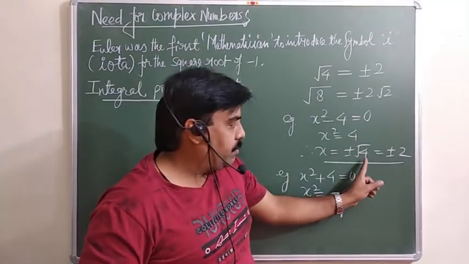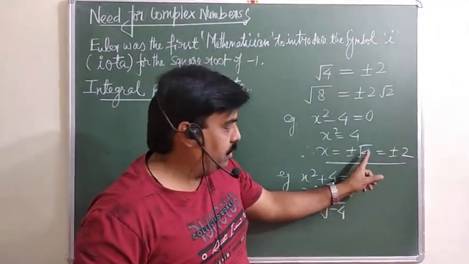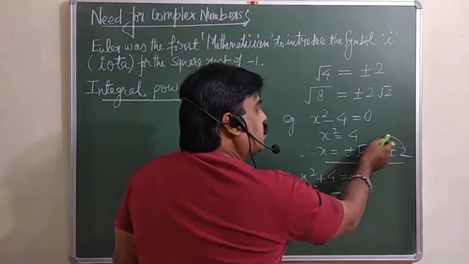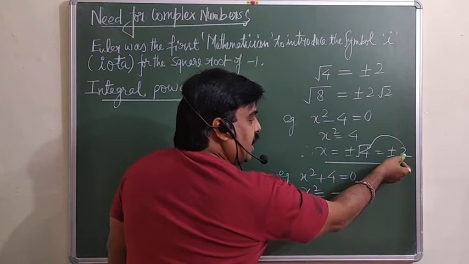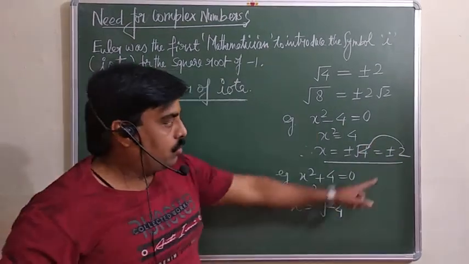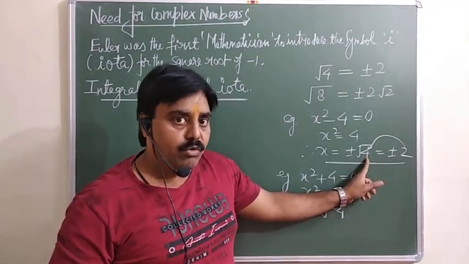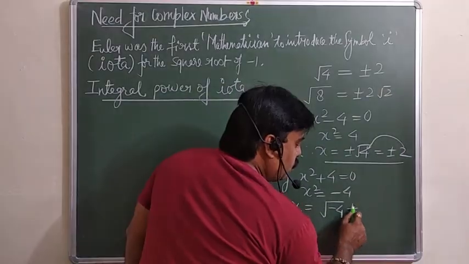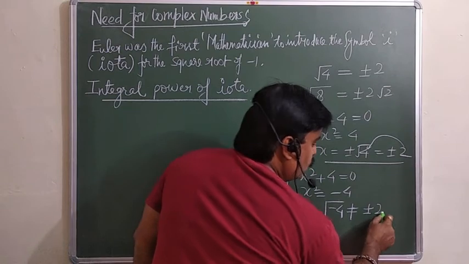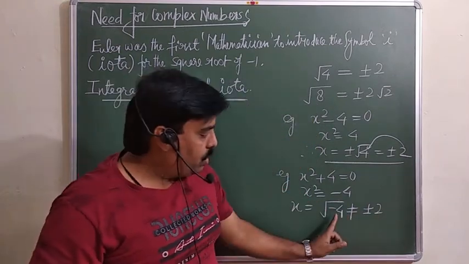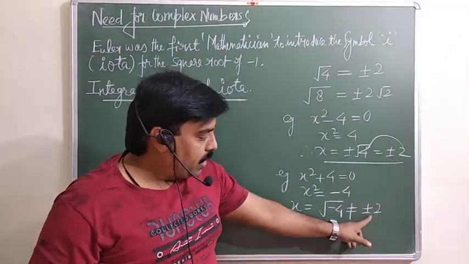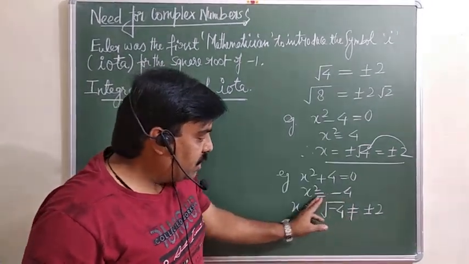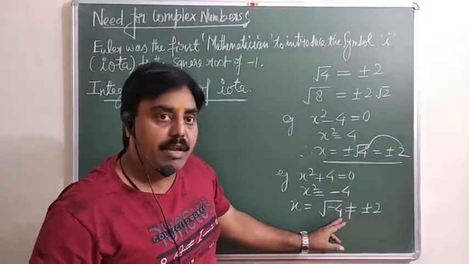Because look, one thing to keep in mind: if you take the square root of a number and get 2, it means that if you square it, you get the radicand. Whether you square plus 2 or minus 2, ultimately you get plus 4. But you cannot say the root of minus 4 is plus minus 2, because plus 2 whole square never gives minus 4, and minus 2 whole square never gives it either. So here inside the radical sign there is a negative value.